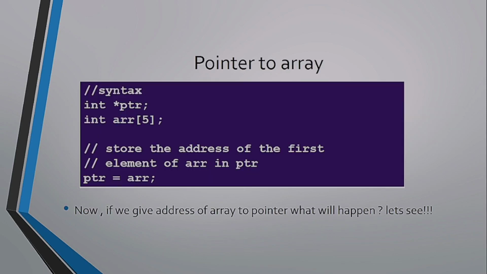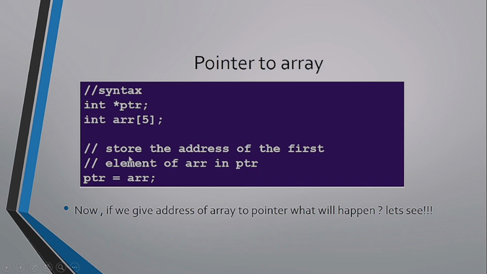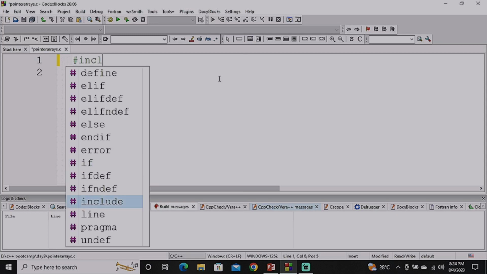Now let's discuss the general syntax for pointers to an array. First of all, you have to declare a pointer variable, in this case star ptr, and next you have to declare or initialize an array by any name, and you can see here. So let's demonstrate this concept in our compiler. Here we are in our compiler, so let's start our program.